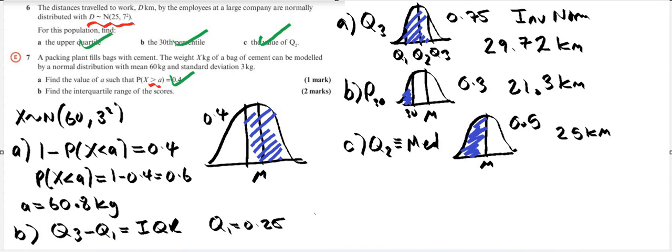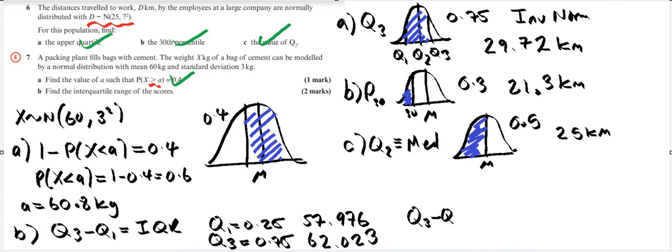So that gives me a value of 57.976. I do Q3, we know that that is 75%, so the area is 0.75. Again, all we have to do in a calculator is change the area, and I get a value of 62.023. And I'm going to do Q3 minus Q1, and I get a range of 4.047. And that is my interquartile range.